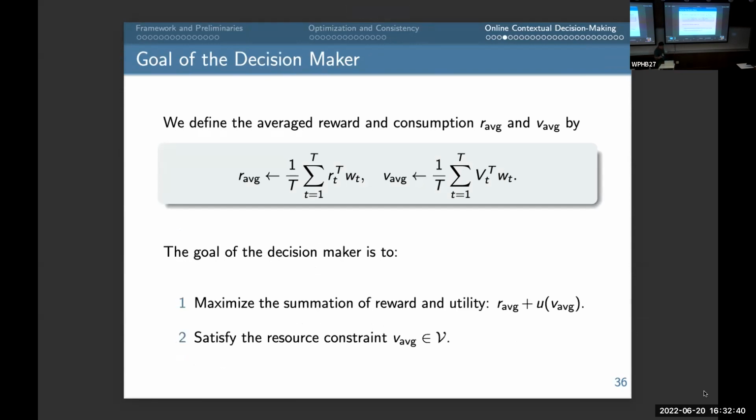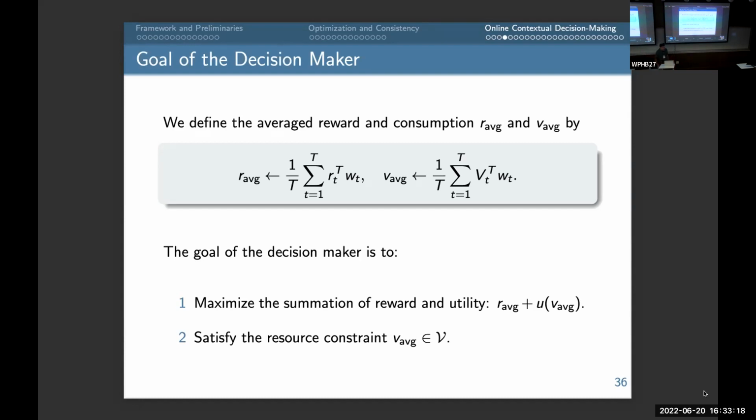So basically, the ultimate goal of the decision maker is to maximize, after T rounds, the summation of the average reward and the utility of the resources consumed. So R average is the average of the rewards that we incur. V average is the average of the resources that are consumed. This is completely equivalent to maximizing the total reward plus some total utility. Here I just use the average for convenience to describe the theoretical results. But it's completely equivalent, you can think, to maximizing the average reward plus some utility of your total resource consumption.